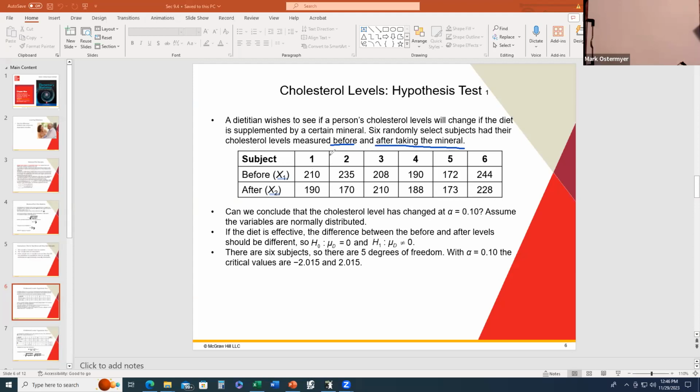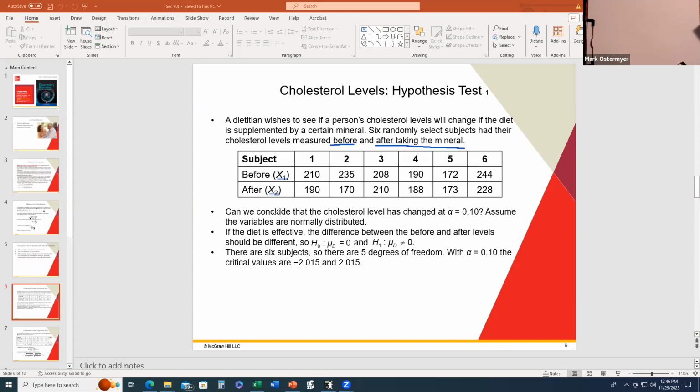For instance, subject number 1, before they took this mineral supplement, their cholesterol level was 210. After they received the mineral supplement, their cholesterol level was measured again, and it dropped to 190. Subject number 2, before and after cholesterol levels. Subject number 3, before and after taking the mineral supplement, cholesterol levels, etc., etc.